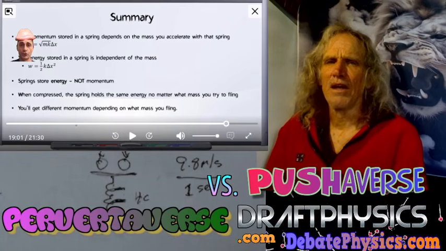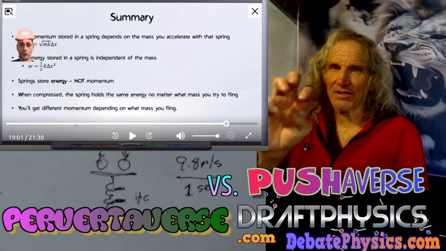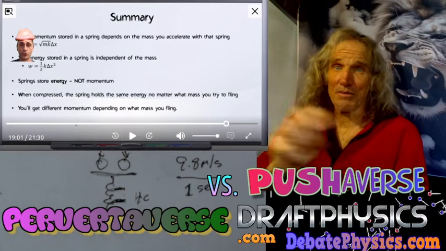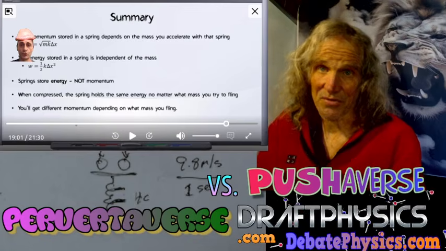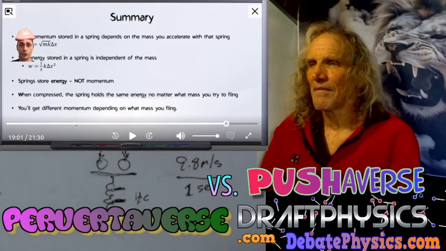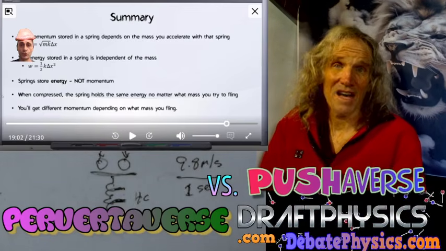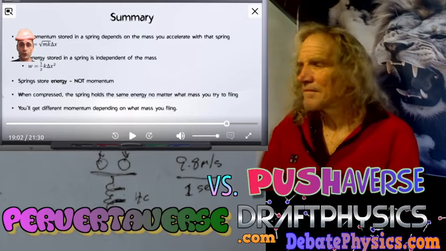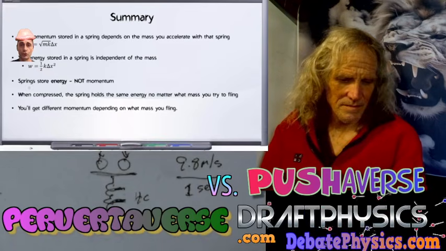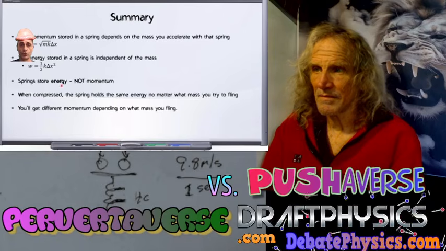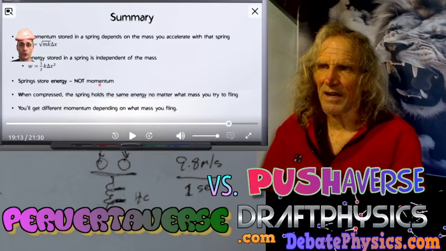You can't have an amount of force in the spring and say, well, depending on what I'm shooting, I have a different amount of energy in my spring. Well, it's just not true. That's not Hooke's law. ...in the spring has nothing to do with the mass at all. And this tells us simply that springs store energy, they do not store momentum. Oh, you're such a liar.